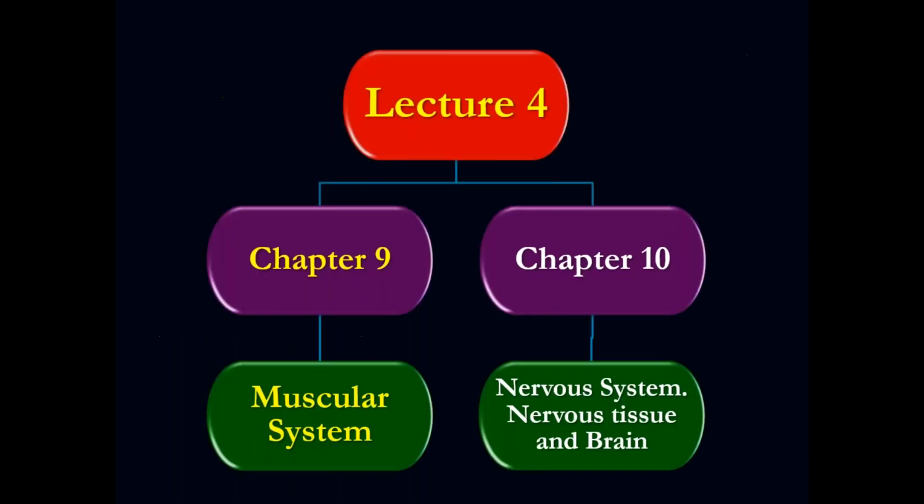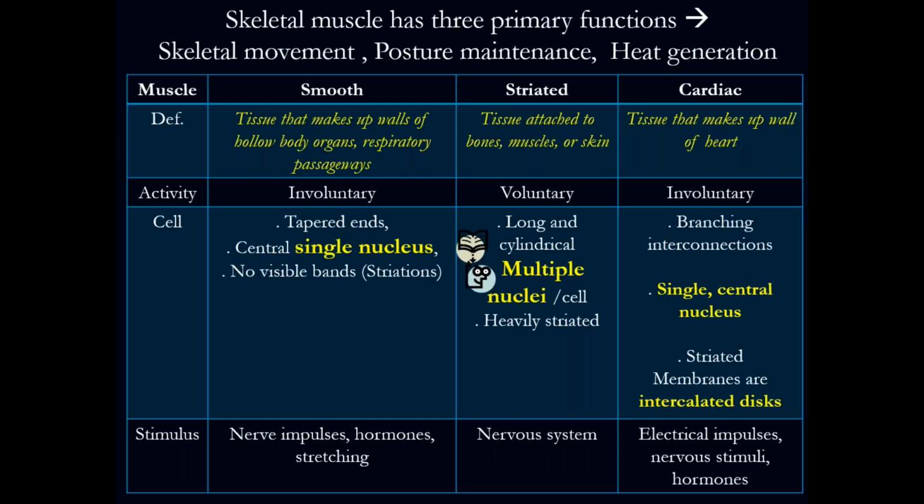Okay, so here we have the two chapters. The main components of this lecture will be the muscular system and the nervous system. One thing that is very important for the next quizzes and exams is the difference between the smooth, striate, and cardiac muscle. We already talked about this many times. The smooth muscle is especially on the walls of the arteries and veins.